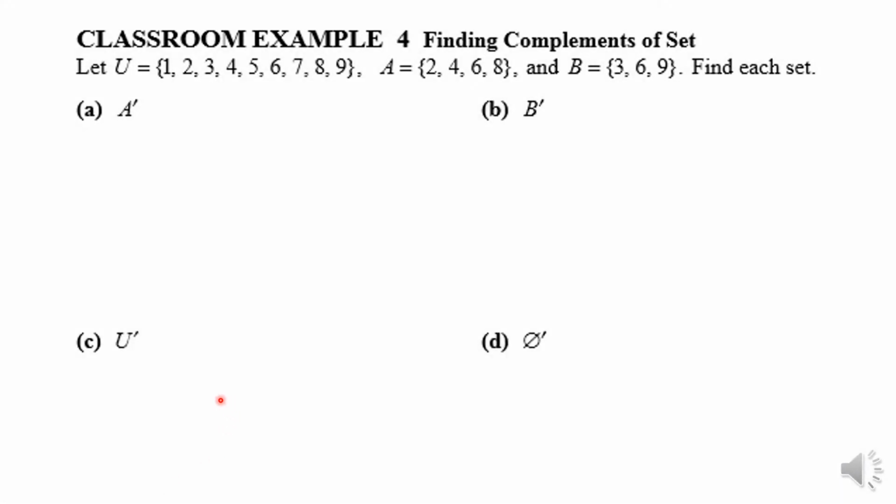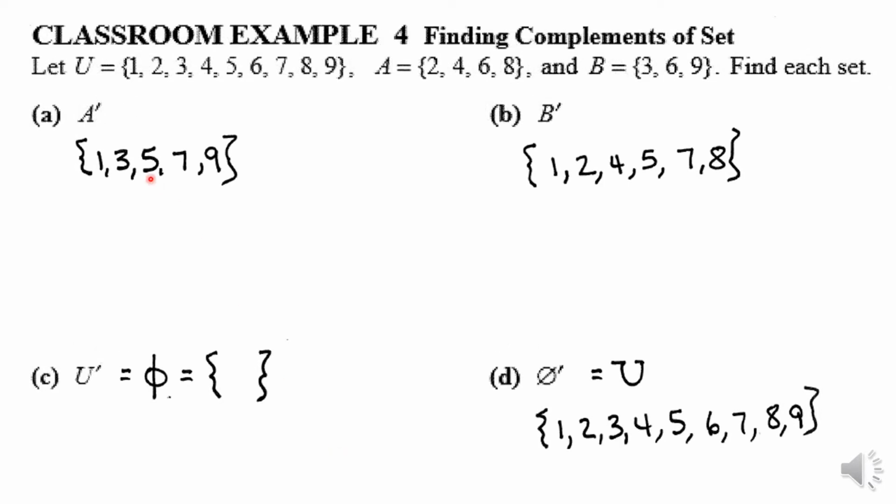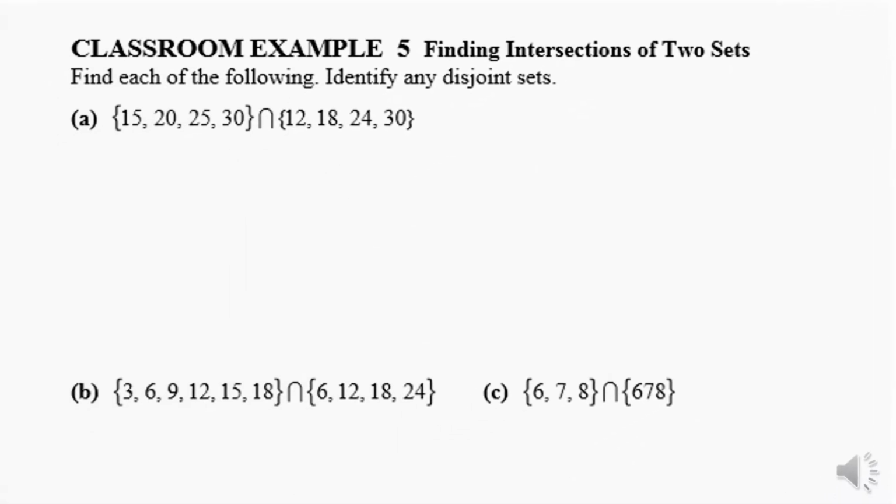The next example has us finding the complements of the sets, and so we have the complement of A here is the even natural numbers between 1 and 9, and so we have the odd numbers between 1 and 9 as the complement. B is a set of multiples of 3 between 1 and 9, and B prime then are these numbers. The complement of the universal set is the null set, denoted this way or this way, and the complement of the null set is the universal set.